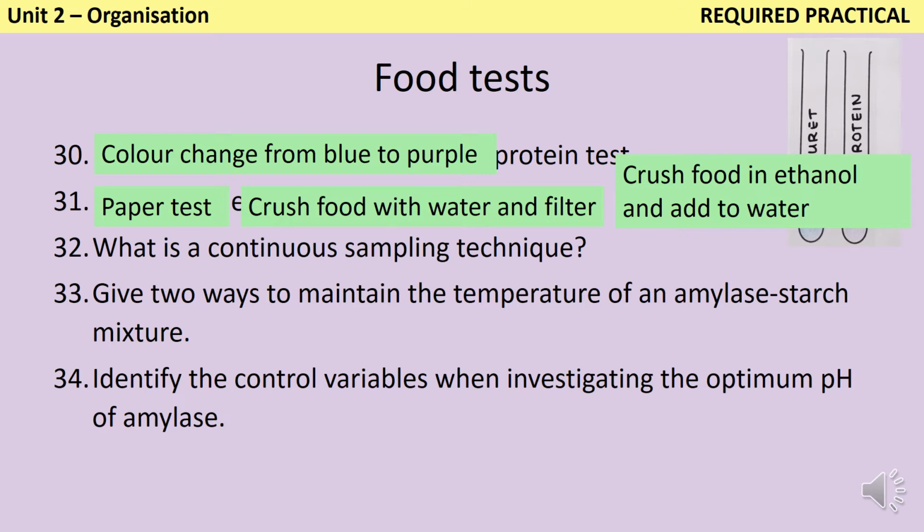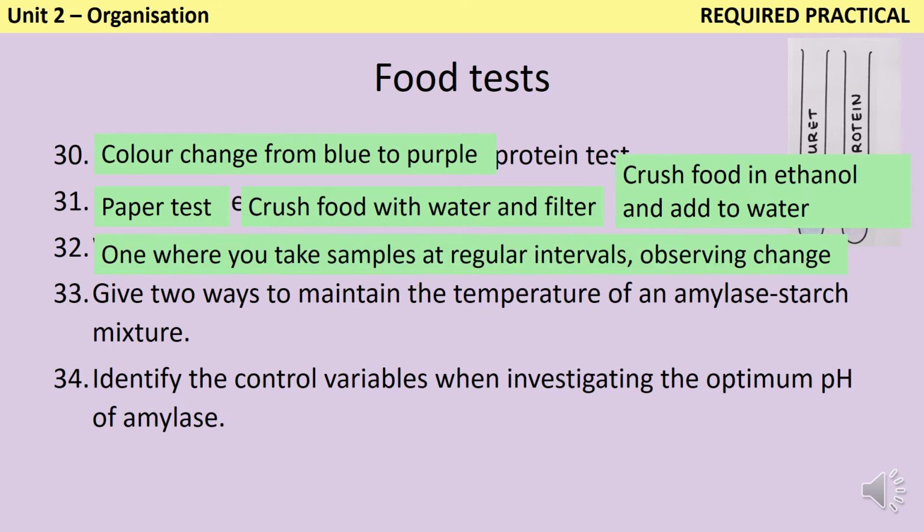In the second required practical of Unit 2 of GCSE Biology, you look for the optimum pH of amylase. To do this, you use a continuous sampling technique, and this means that you're taking samples at regular intervals, maybe 10 seconds or 30 seconds, and observing the changes that happen. You're not just waiting for the end of the test and then reaching a conclusion.